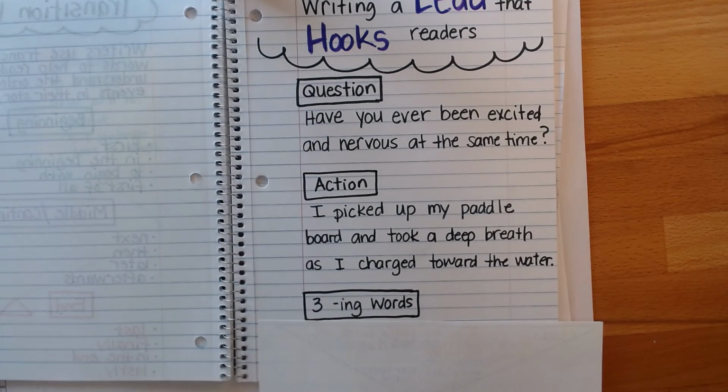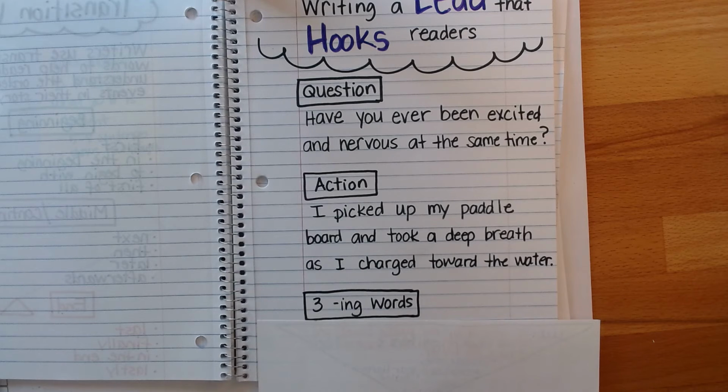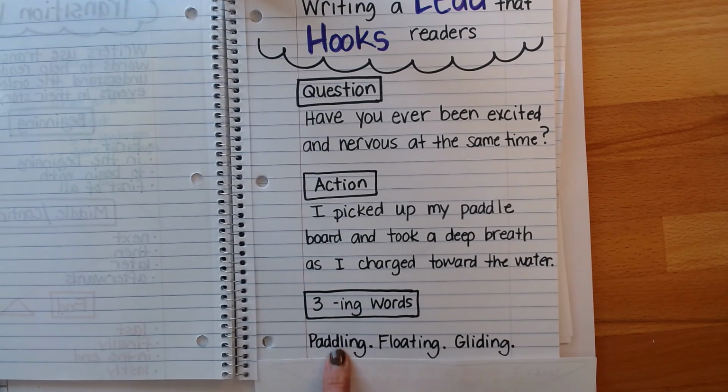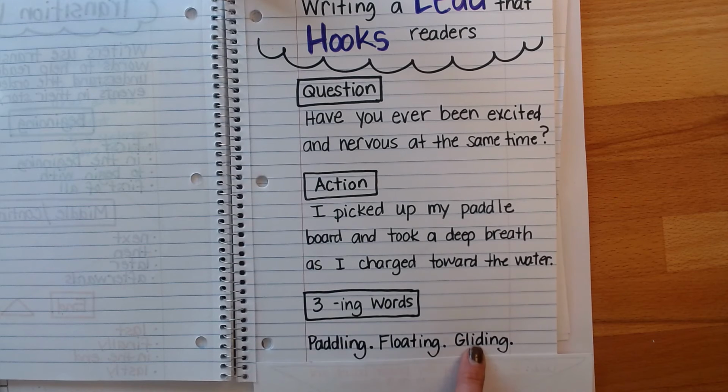Our last hook or lead today that we're going to talk about. And remember, I said we'll add to the leads that we learn throughout the year. It's called 3 ing words. Now, thinking about ing words, right, that shows you action. Those are verbs, something that people are doing. So here are my 3 ing words, and they happen to go with what I'm talking about, right? You wouldn't use these same words because your story is going to be about something different. So you would have to find words that connect to your topic. Here's mine: paddling, floating, gliding.